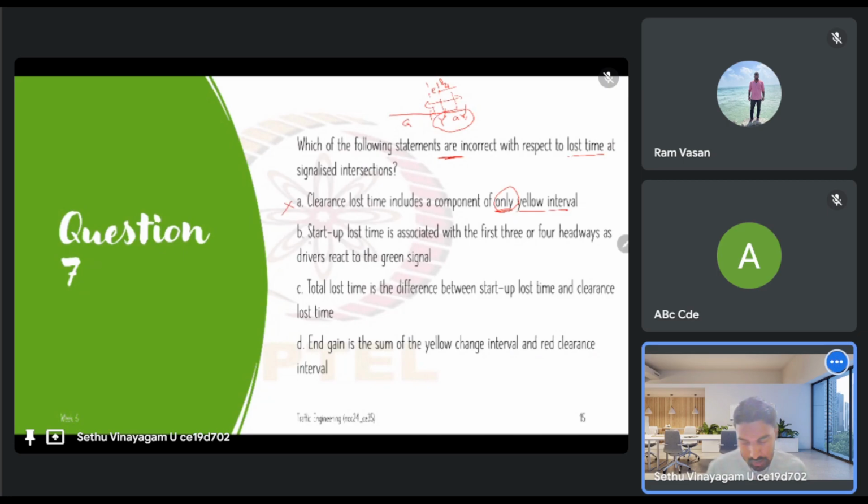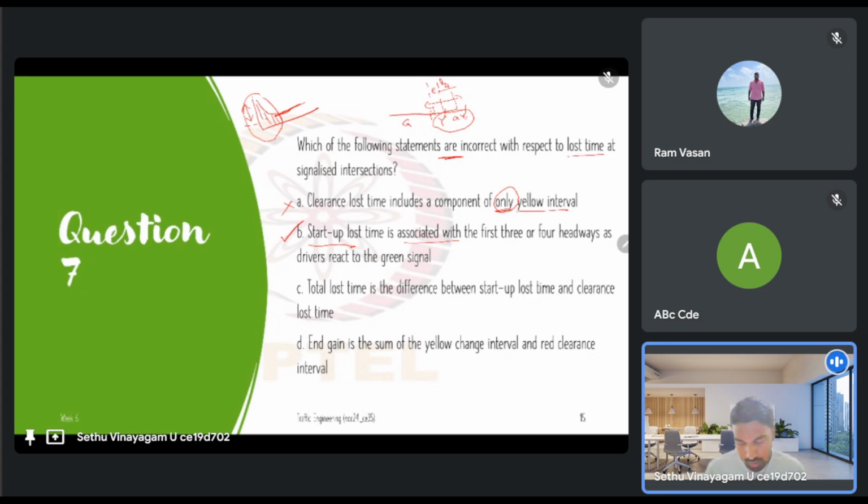So B says startup loss time is associated with the first 3 or 4 headways as the drivers react to the green signal. So this is correct. As we saw in the distribution of the headways, the higher headways are associated with the first 3 to 4 drivers, after which it becomes constant. Okay. So this time is lost because this extra time over and above the saturation headway adds up to the startup loss time.